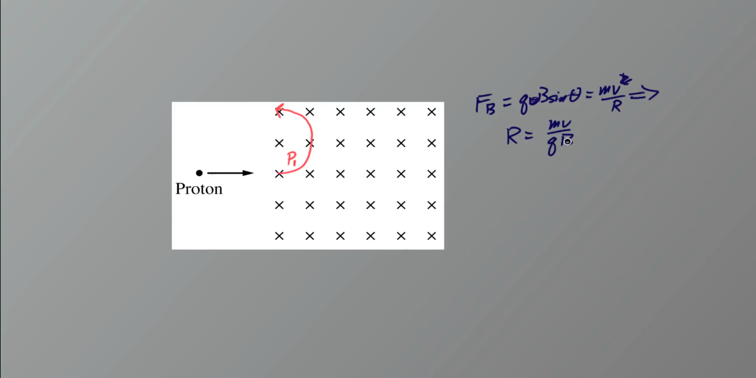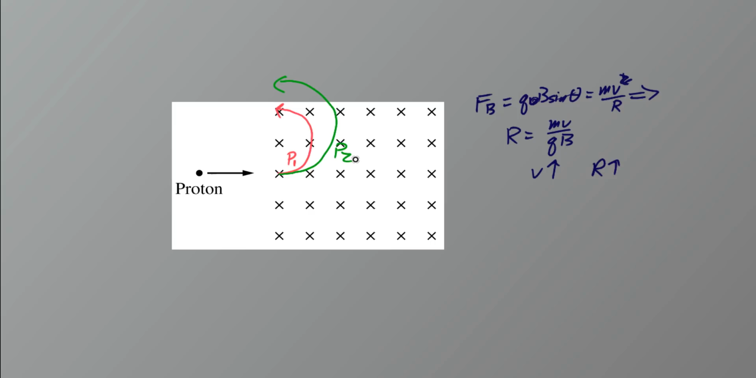M is a constant, Q is a constant, B is a constant, V is not. So as V increases, I'd expect our radius to increase. So our second proton, coming in here with the higher speed, is going to make a circle with a greater radius. So that one's how I would draw our P2.